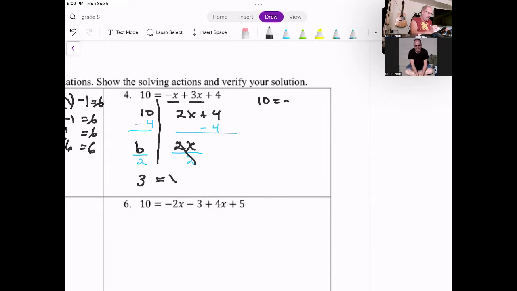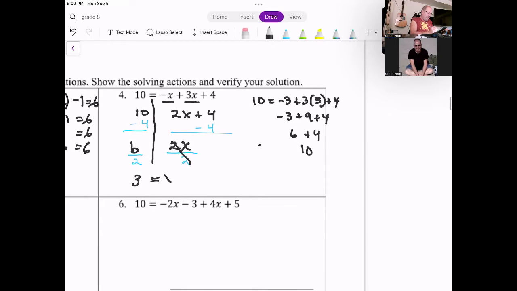10 equals negative 3 plus 3 times 3 plus 4. Negative 3 plus 9 plus 4. 6 plus 4. 10. Does 10 equal 10? Yes, it does. So that must be the right answer. Oops, that was supposed to be x.